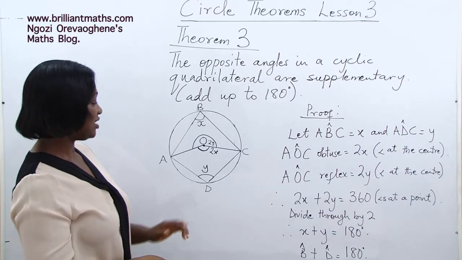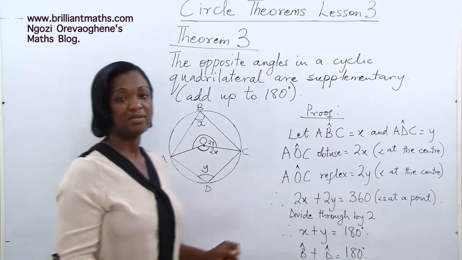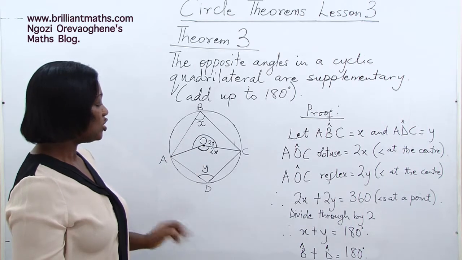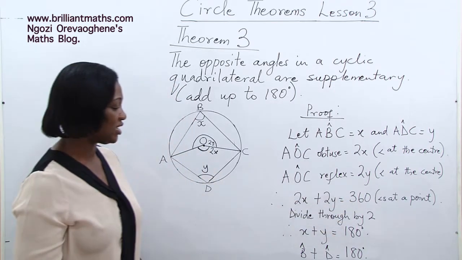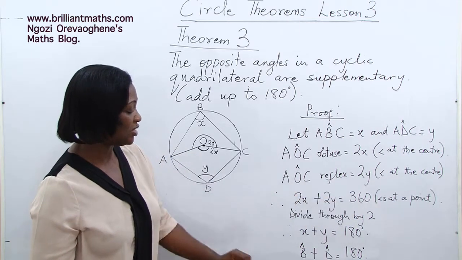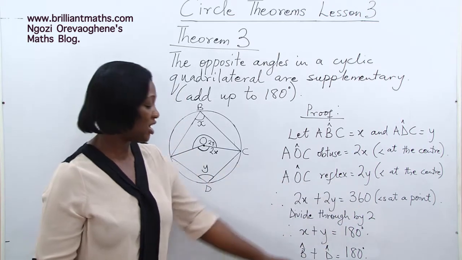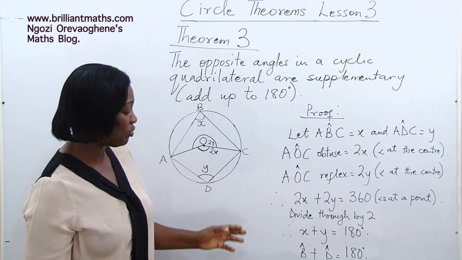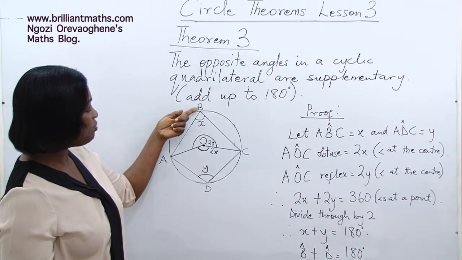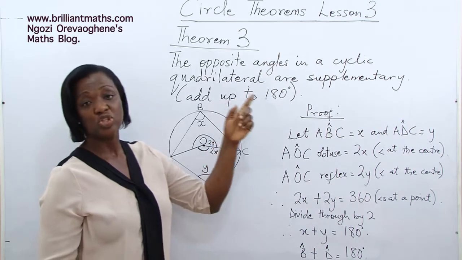So that implies that 2x plus 2y is equal to 360. The angles at a point add up to 360. If we divide each term by 2, 2x divided by 2 gives us x, 2y divided by 2 gives us y. Half of 360 is equal to 180. So we have been able to prove that x plus y is 180. That tells us that the angle at B plus the angle at D add up to 180, and that means that they are supplementary.